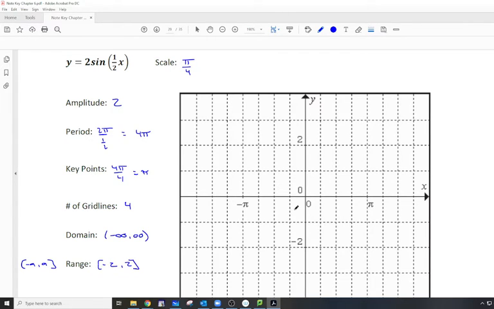Okay, so how do we graph it? Well, now we're going to look at the fact that this is a sine graph, not a cosine graph, so I'm going to start at 0, 0. Then my next key point is 4 grid lines, so in 4 grid lines, my next key point is going to go up to 2, because my amplitude is 2. And then in another 4 grid lines, I'm going to go down to 0, and that's all that fits. In the other direction, I'm going to go left 4 grid lines and down to -2, 4 grid lines back up to 0. So we're only really seeing 1 cycle of the graph because of the scale.